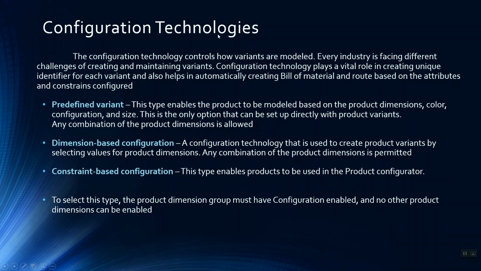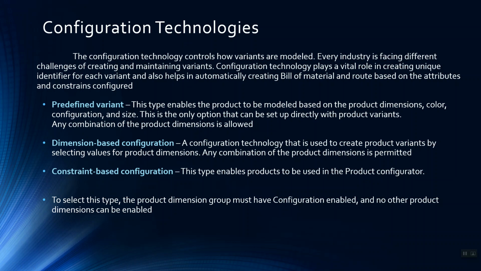Configuration technologies. Once you have understood the industry and the business, now it's time to understand what type of configuration that particular industry might work with. Configuration technology is basically used for items which have different variants, like a shirt. It has three or four different variants like size, color, style.